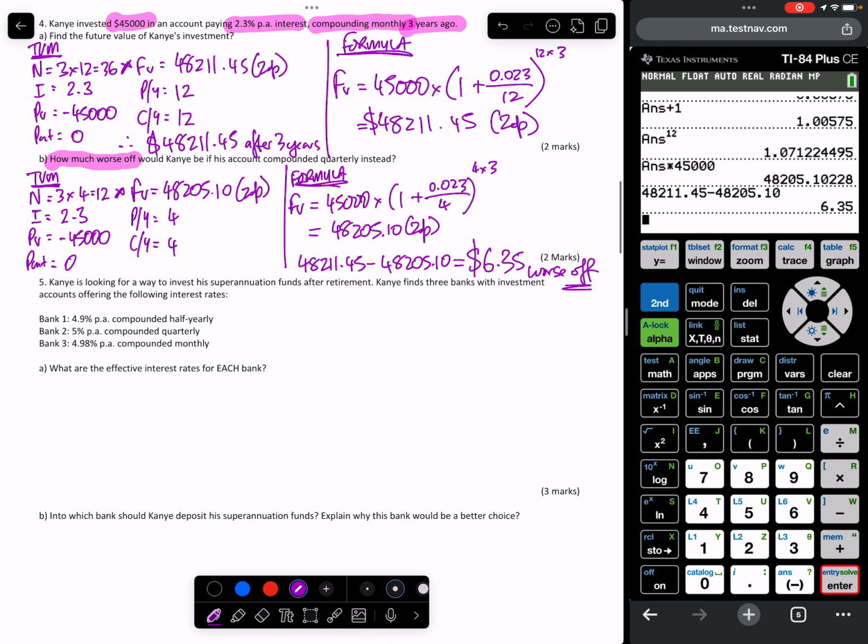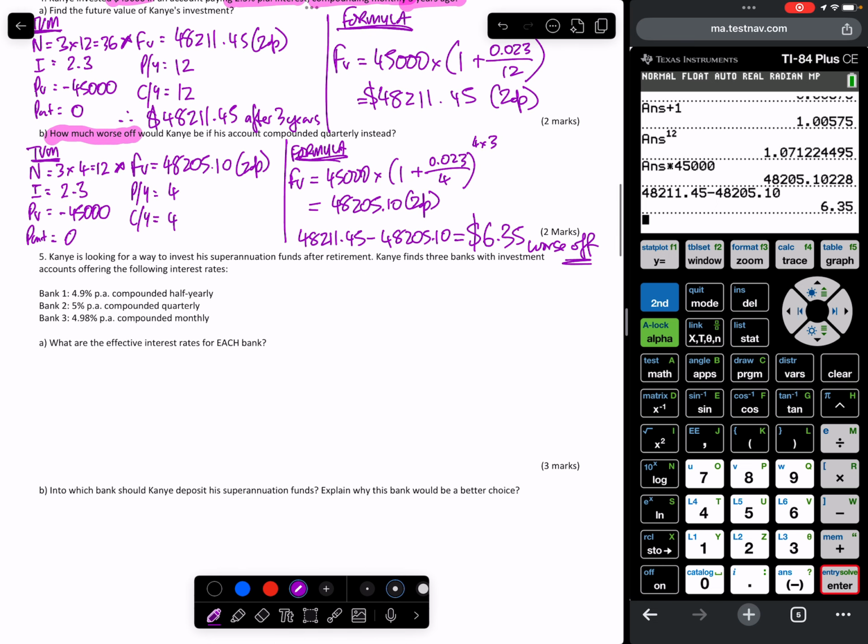Kanye is looking for a way to invest his super funds after retirement. Kanye finds 3 banks with investment accounts offering the following interest rates. Compounding half yearly, 4.9%. Compounding quarterly, 5%. 4.98% compounding monthly. What are the effective interest rates for each bank?